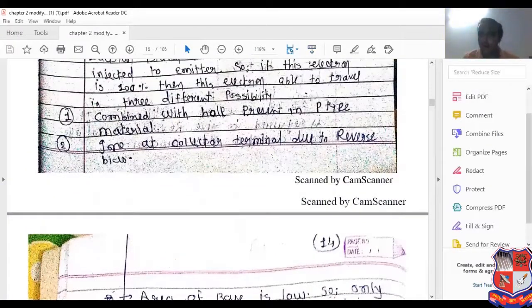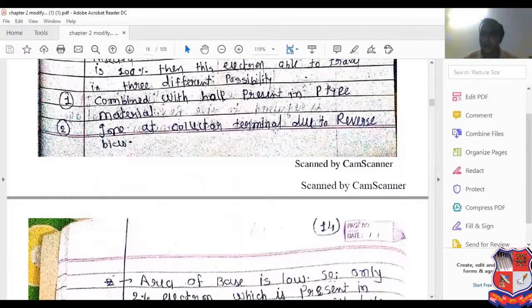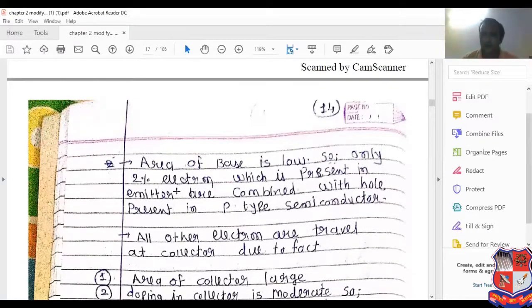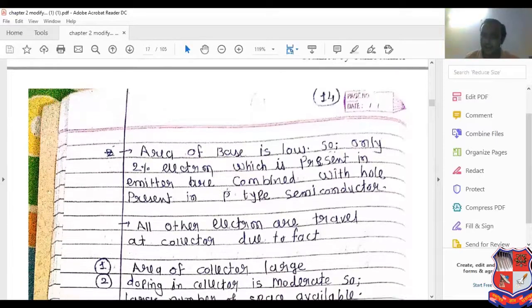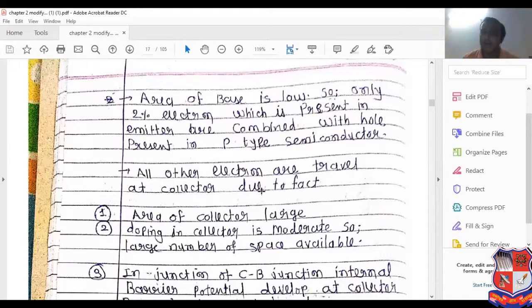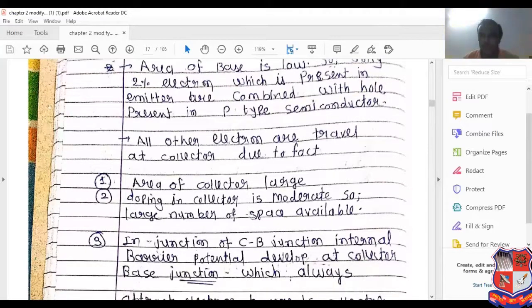Combined with holes, already explained, combined with holes in the p-type material, gone at the collector terminal due to reverse bias. The area of the base is low, so only 2% of the electrons present in the emitter combine with the p-type semiconductor. All the other electrons can travel towards the collector. Why? Because the area of the collector is large. I already explained this concept on the whiteboard.